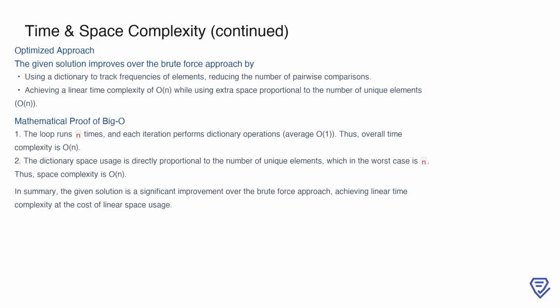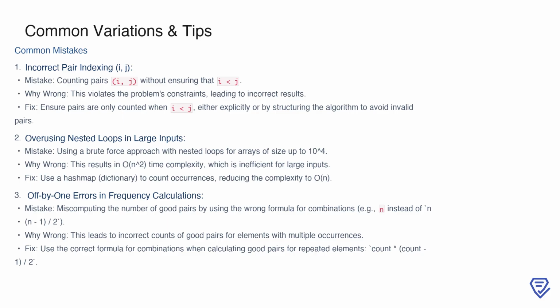In conclusion, this optimized solution achieves linear time complexity while using additional space proportional to the number of unique elements, striking an effective balance between efficiency and resource usage. When solving this problem, there are a few common mistakes to watch out for.